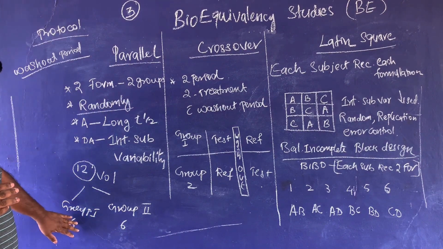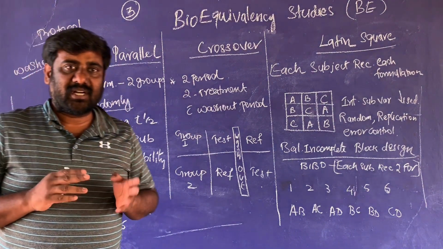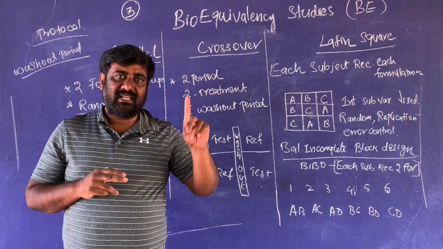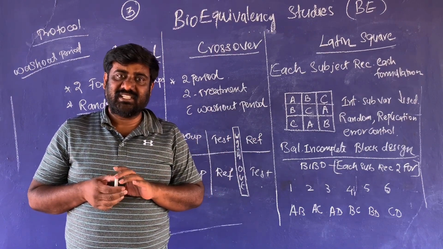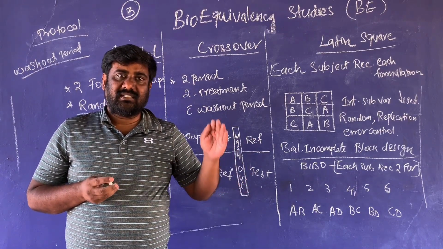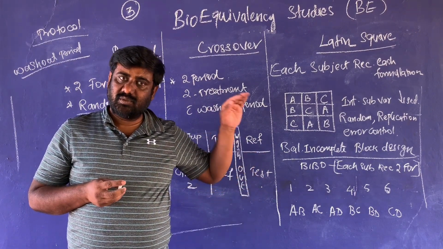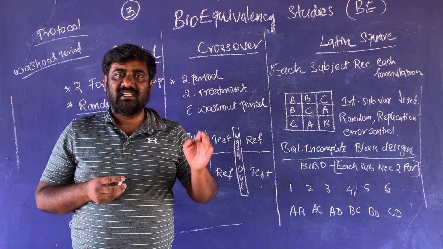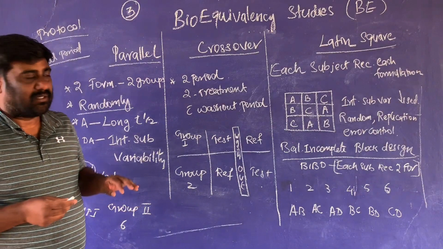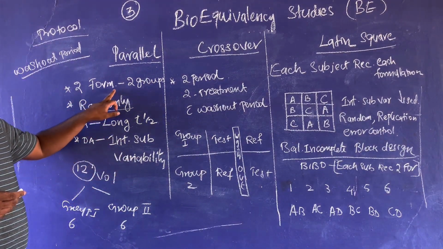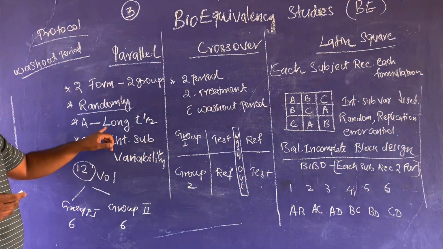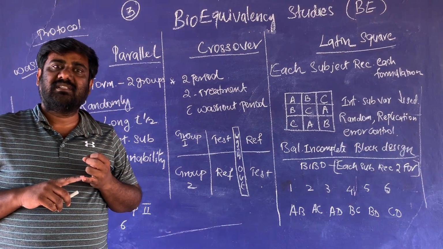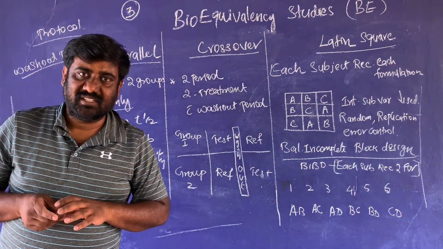Now there are 6 volunteers in group 1. We have two products to be checked, formulation A and formulation B. Randomly selected group 1 is given the reference formulation A, the marketed or standard product, and the one to be checked, we will consider as formulation B or test, is given to the other group. So 2 formulations are given to 2 groups. One group will receive reference and another group receives test, or one group will receive formulation A and another group will receive formulation B.